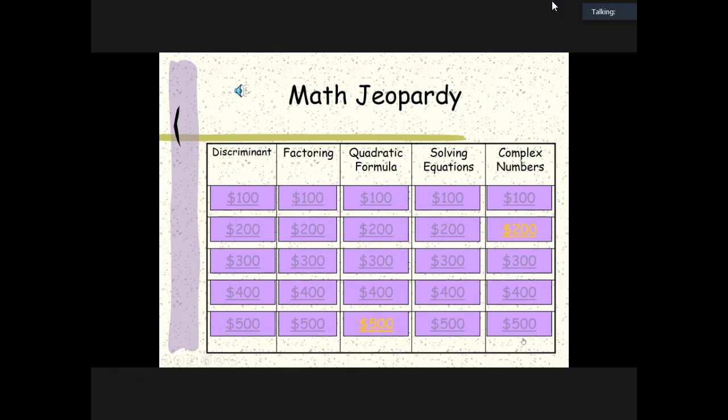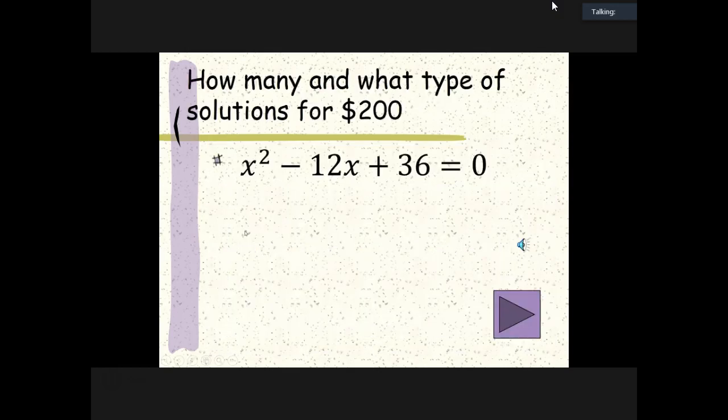Okay, category and points, Brady. Factor, is that what you said? Or was that somebody else? Okay. In the 100s, you have factoring and solving, the discriminant, everything but the 100. Just the 100. All right. Discriminant for 200. Find the value of the discriminant and tell me how many solutions and what type.